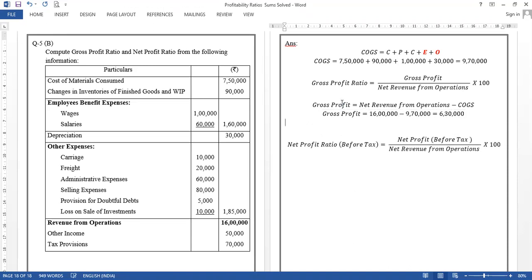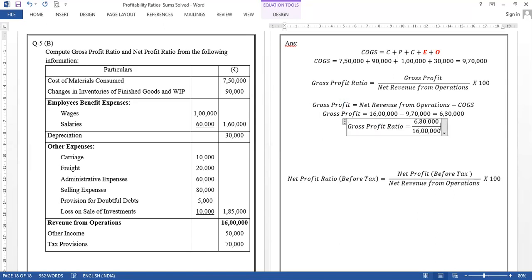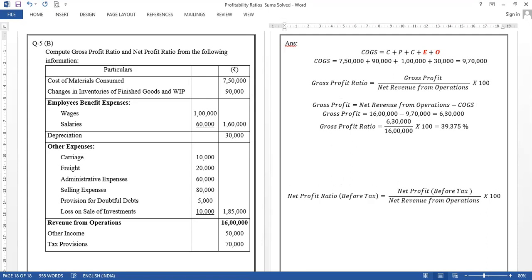Now if I have to calculate gross profit ratio, I just need to place the values. So gross profit ratio will be equal to 6,30,000 to be divided by 16 lakhs, right, into 100. So let me calculate this. 6,30,000 divided by 16 lakhs into 100. The percentage comes to 39.375 percentage. Okay, so we are done with gross profit ratio.